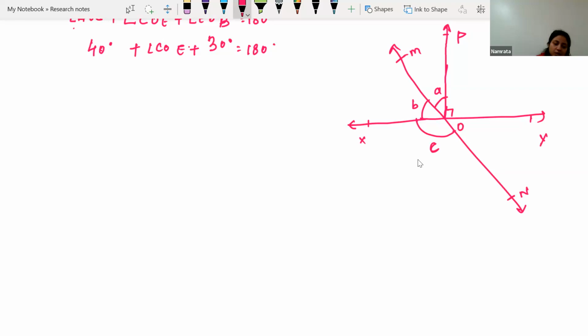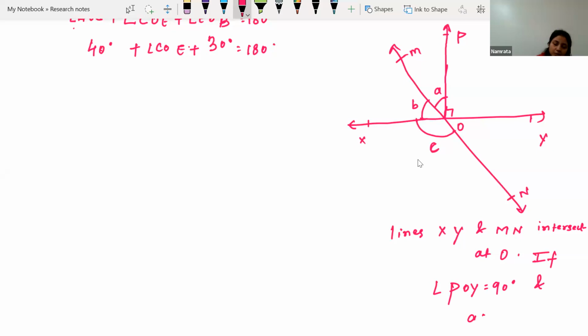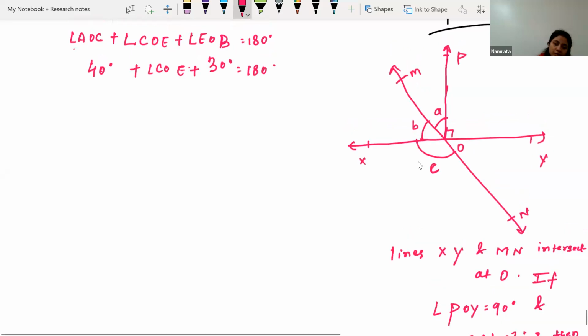Now the question says, let me write the question. Line XY and MN intersect at O. If angle POY is equal to 90 degree and A is to B is equal to 2 is to 3, then find C.